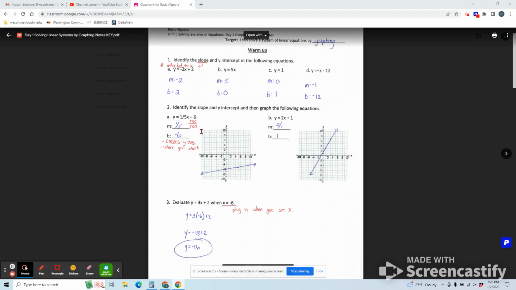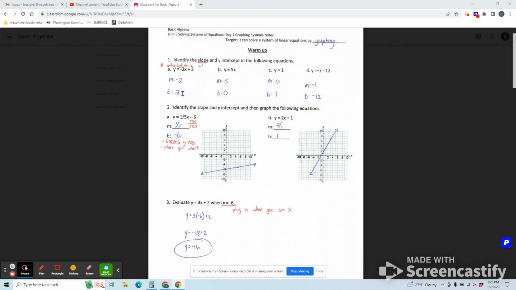Remember, the slope is the number that's attached to the x, and we saw this in the review the other day. So in letter A, my slope is -2, and then my y-intercept is the number that follows the x, which would be 2. Remember, you can write your slope as a fraction. You could have -2 over 1, or for letter B, you could have 5 over 1. It doesn't matter.